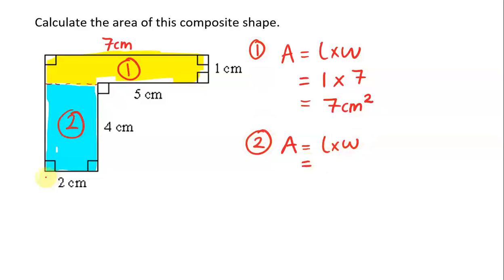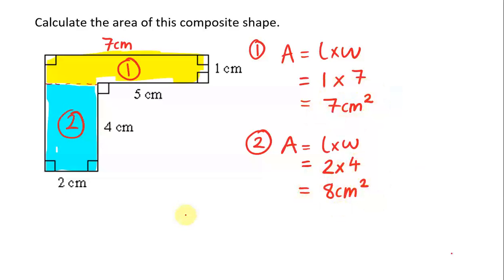The length of our rectangle is 2 centimetres times the width of our rectangle is 4 centimetres. We don't need to find any missing measurements because we already know the length and the width, which is really helpful for us. 2 times 4 gives us 8. Our units are centimetres, and because we're in area, centimetres squared. So we know the area of the yellow rectangle is 7 centimetres squared, and the area of the blue rectangle, or number 2, is 8 centimetres squared.